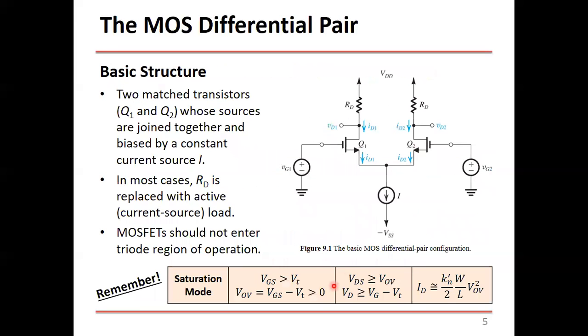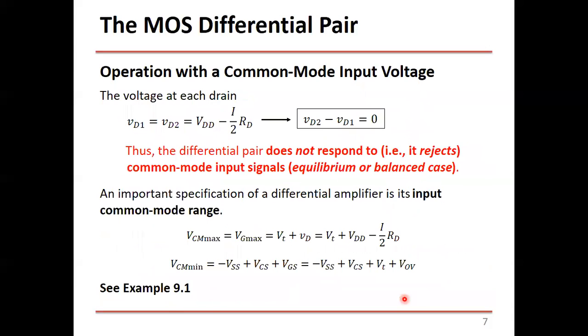Let's go back here. So VD is greater than VG minus V threshold. If you send V threshold to the other side, VG has to be less than VD plus V threshold, right? So the maximum of VG is VD plus V threshold. So this is why we say the maximum of VG is V threshold plus VD. And how much is VD? We calculated from this side: VDD minus I over 2 RD. So the maximum of the common mode input is V threshold plus VDD minus I over 2 RD.